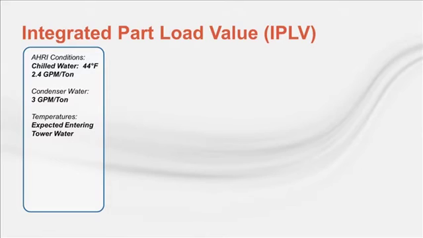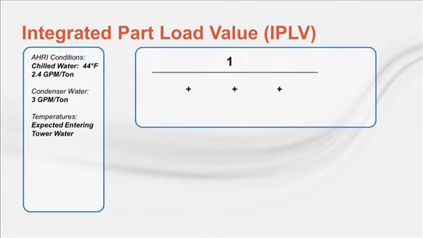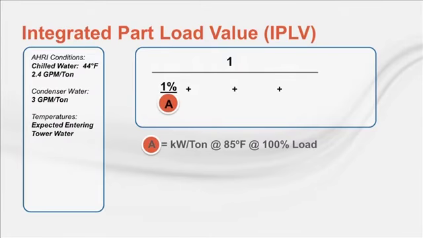If your selection has values other than these, for example, you're going to use 42 leaving evaporator instead of 44, the part load value becomes an NPLV number, or non-standard part load value. Taking a look at the equation, you can see IPLV and NPLV consist of 4 bins. The first bin, A, is going to be your chiller's kW per ton with 85 entering condenser at 100% load.